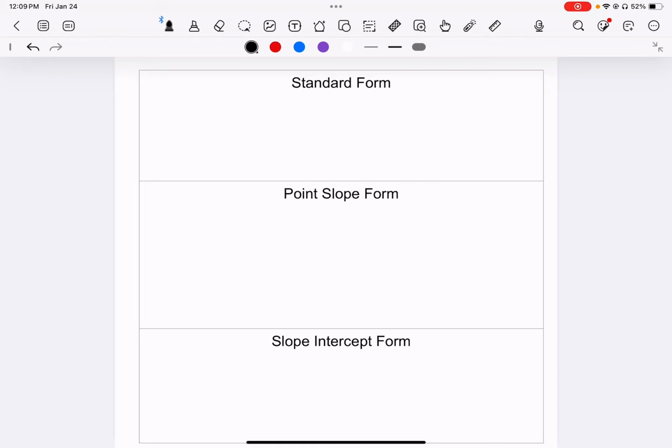This lesson is going to be on writing linear functions from different situations. Before we start, we're going to review the different forms. Standard form, we have ax plus by is equal to c. And in standard form, there's going to be no fractions. None of our terms, none of our coefficients can be fractions.